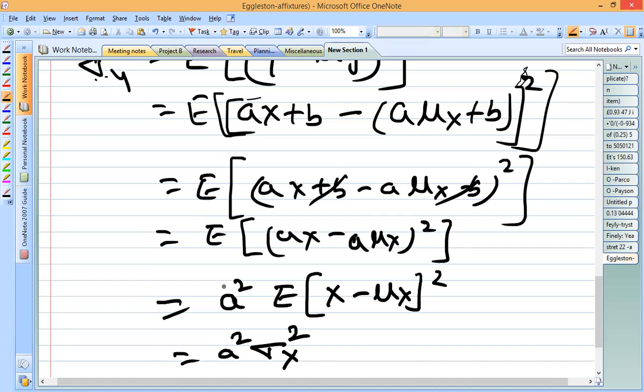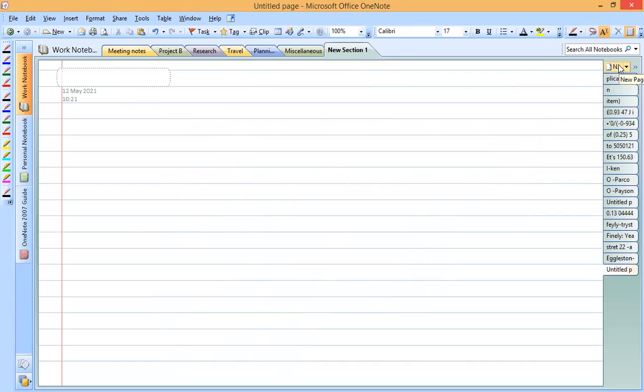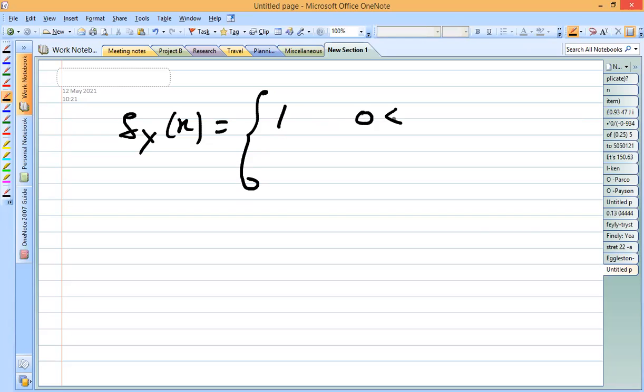And we have some more problems. We'll take one more problem and we'll wind up. So let us take the next problem. Let us consider a random variable x which is uniformly distributed between 0 and 1. That is, we are given fx of x as 1, which is distributed between 0 to 1, and it is 0 for other values.